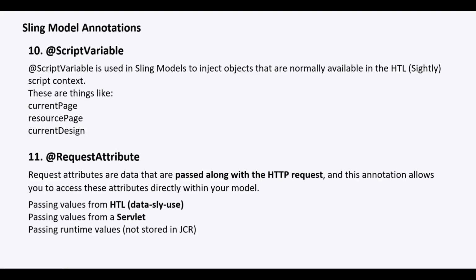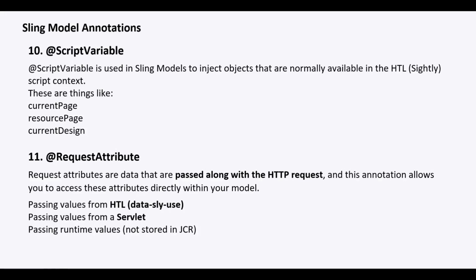So generally we know in HTL we are using a couple of global objects, right? Suppose you want to fetch the current page, page property information, inherited page property information, request, resource, resource resolver. All this information is generally called HTL global objects, okay? And this kind of information is directly available to fetch within HTL itself, okay? So the same thing, if you want to fetch via the model, everyone.